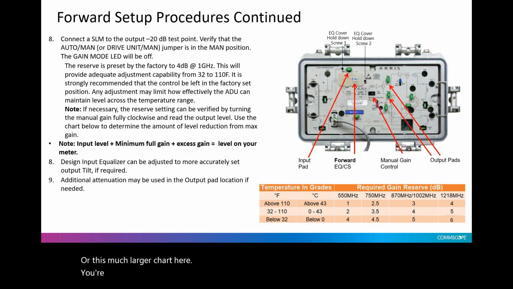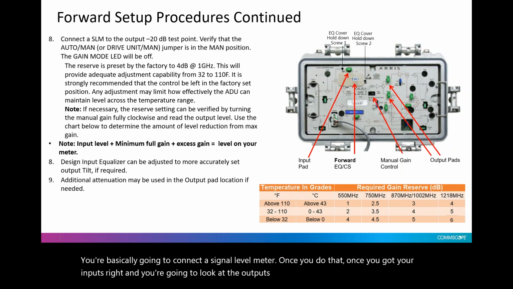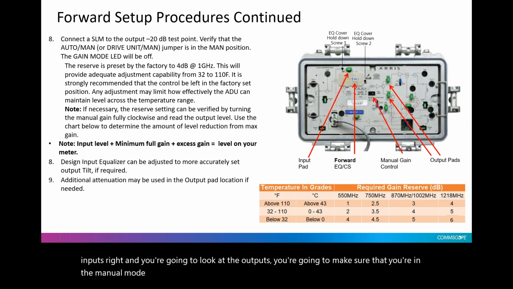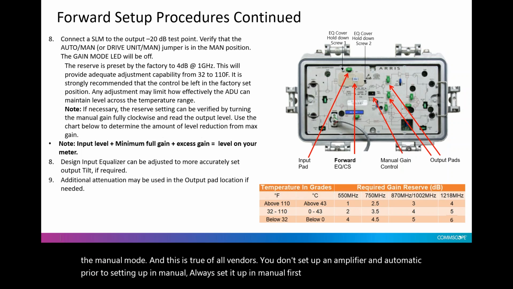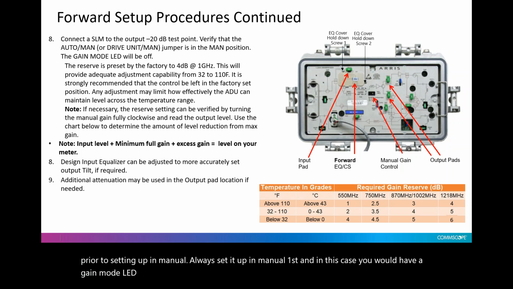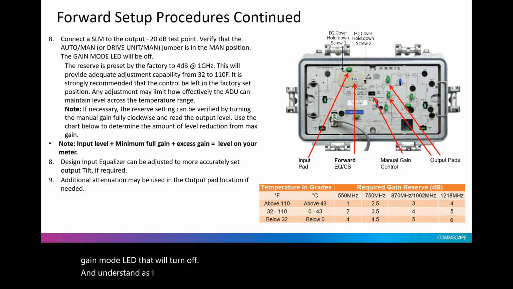You're basically going to connect a signal level meter. Once you do that, once you've got your inputs right, you're going to look at the outputs. You're going to make sure that you're in the manual mode, and this is true of all vendors. You don't set up an amplifier in automatic prior to setting it up in manual. Always set it up in manual first. In this case, you would have a gain mode LED that will turn off. And understand, as I sort of mentioned, that the reserves are preset at the factory.